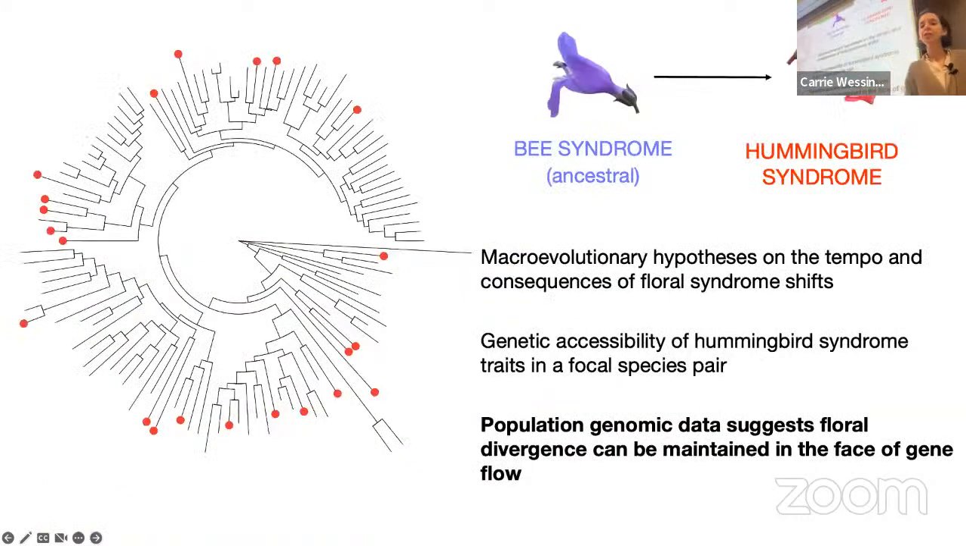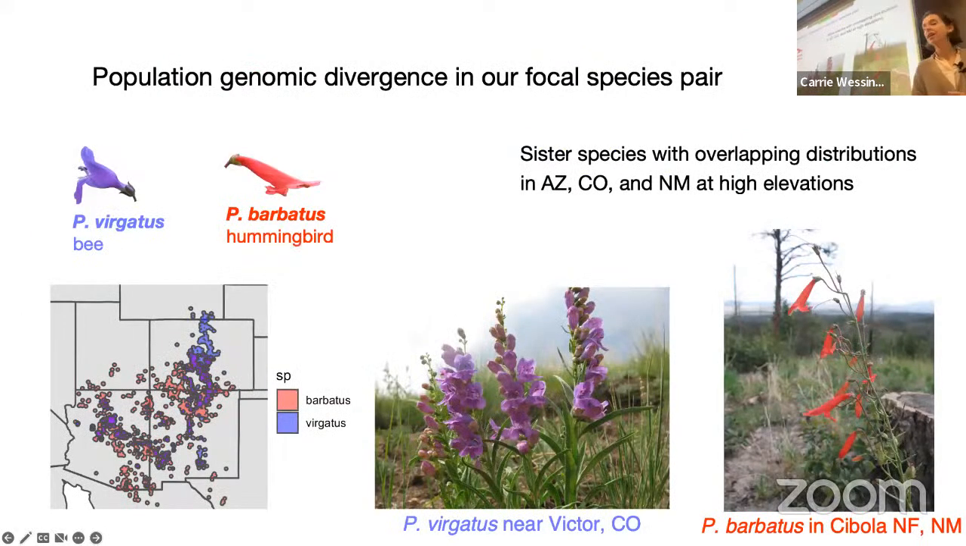Okay, so I've suggested that perhaps this relatively simple genetic architecture may have streamlined the evolution of hummingbird pollinated traits in Penstemon barbatus. So how are these floral differences maintained in the face of gene flow? And this is relevant because these two species do have overlapping distributions and they can occur sympatrically.